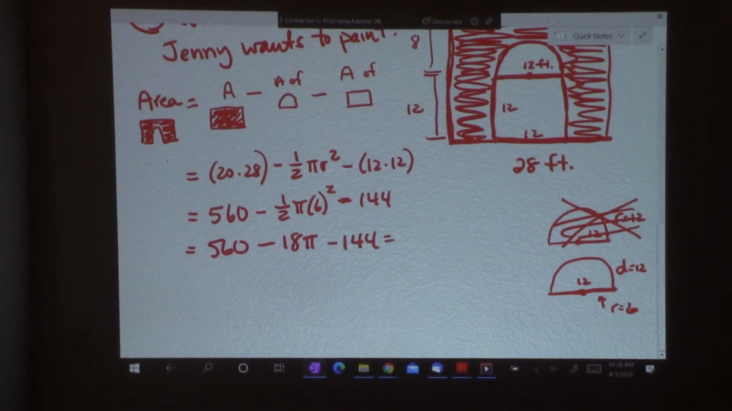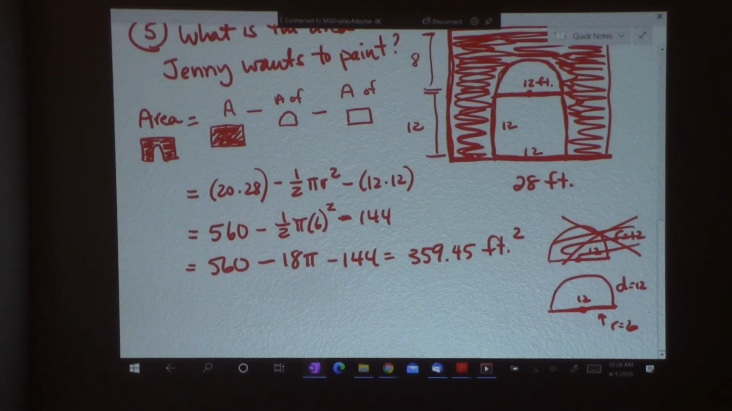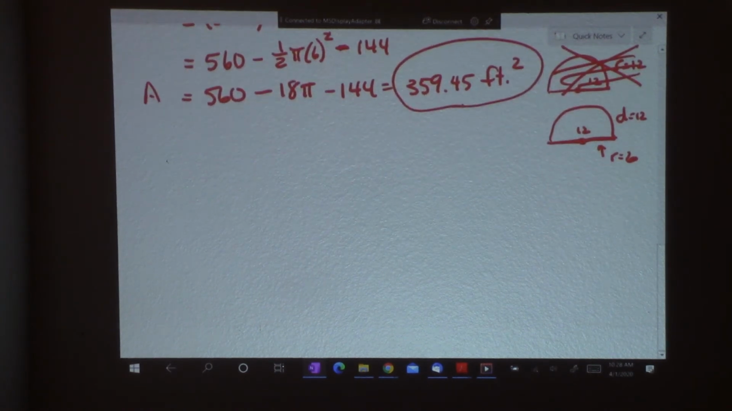And when I actually work that out, I get 359.45 feet squared. So that would be the area of this funny shape up here, just the colored. Okay, I want you to try some on your own.